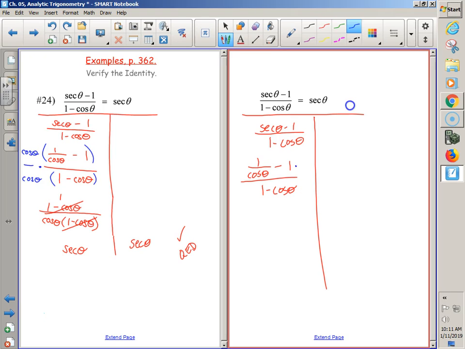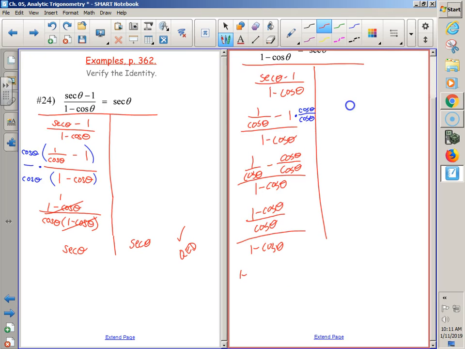If you had done it the other way, working in the numerator, like we did with multiplying by 5 over 5, you'd have to multiply the 1 by cosine over cosine. Then you would have still had that same denominator. Then you could have put those two together, 1 minus cosine of theta, all over cosine of theta, all over 1 minus cosine of theta.